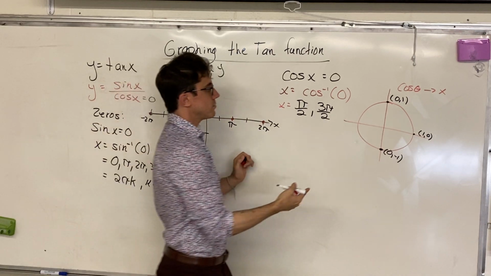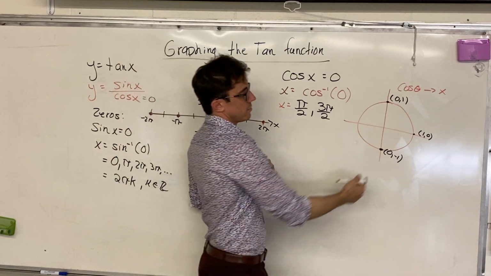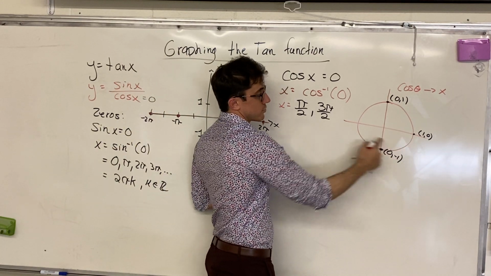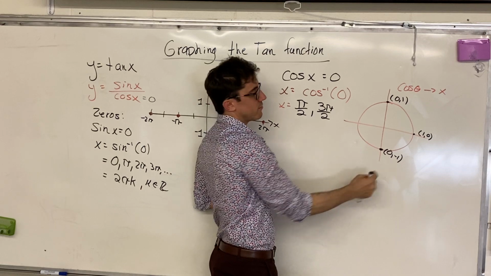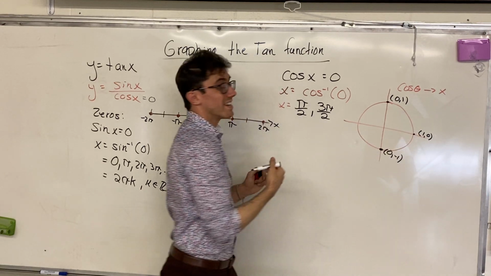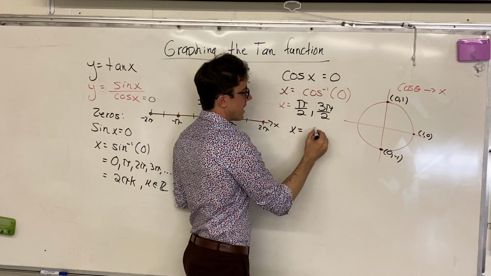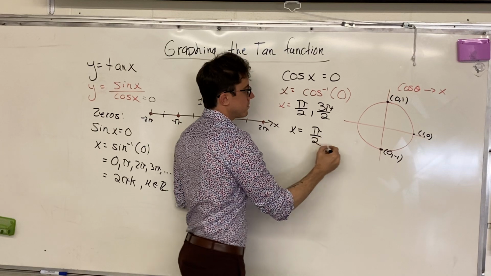And we can also consider the negative values of pi, and so we could also write 3 pi over 2 as negative pi over 2. If we drop down by pi over 2 from the positive x-axis, we would get negative pi over 2. And so in that case, we can write all of our solutions as pi over 2.